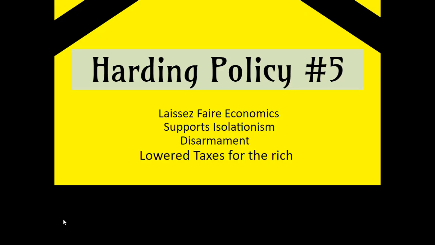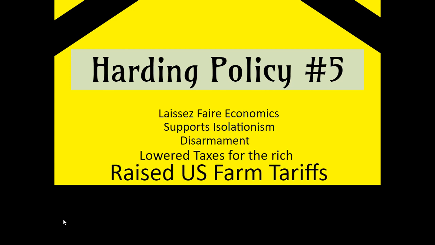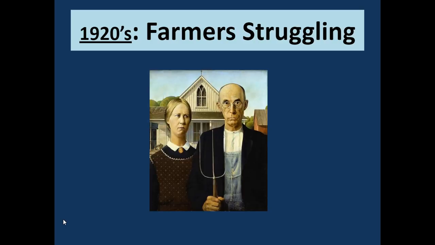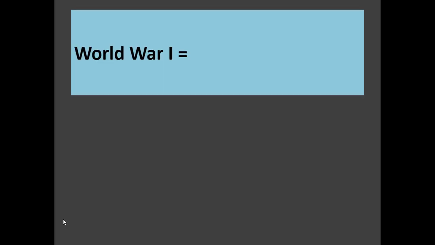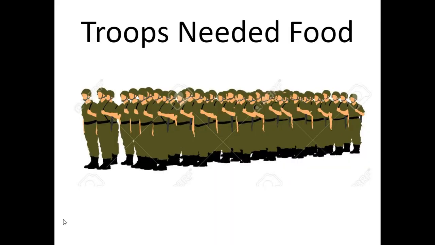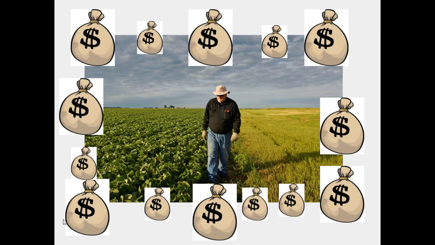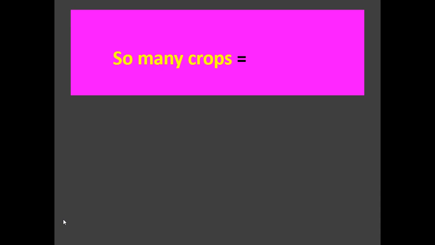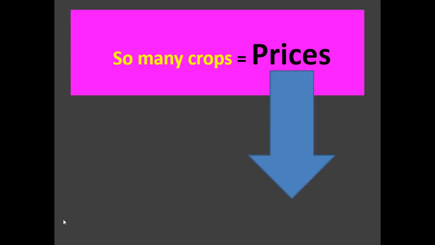So Harding supported laissez-faire and isolationism and disarmament and lowering taxes, which mostly impacted the rich. But he also supported raising U.S. farm tariffs, which is a type of tax. So this would be an exception. In the 1920s, farmers were struggling mostly because during World War I, they planted more crops because our troops needed more food, and that helped farmers make more money. But the war ended, and they had so many crops left over, and we're still planting so much land that the prices of their food dropped.